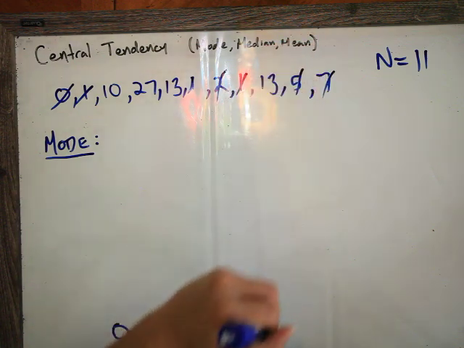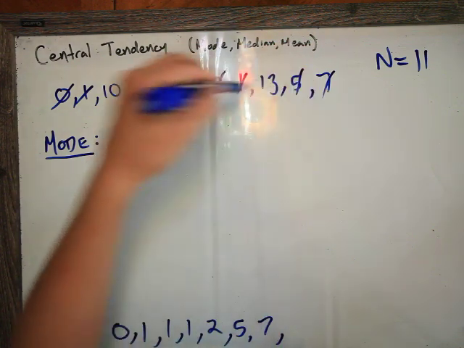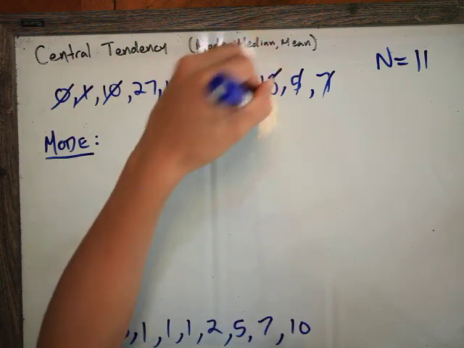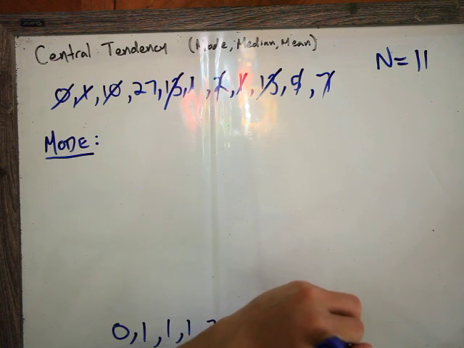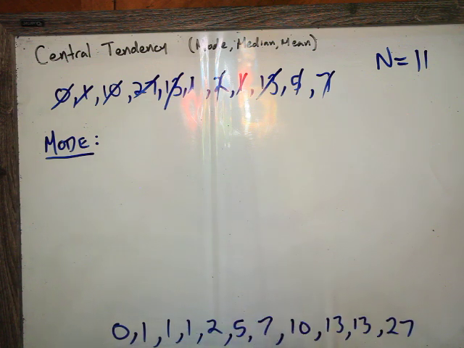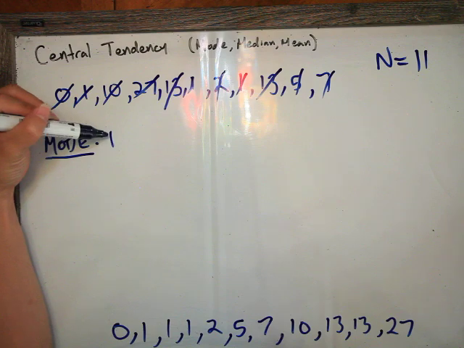Then this 7, followed by this 10, then this 13 and this 13, and finally that 27. Okay, so now all the numbers are in order. So it's much easier to find the mode, and we were going to have to put them all in order anyway to find the median. So to find the mode, we just have to find the numbers that happen more than once, right? So 1 happens 3 times and 13 happens twice. So since 1 happens the most times, 1 is the mode.